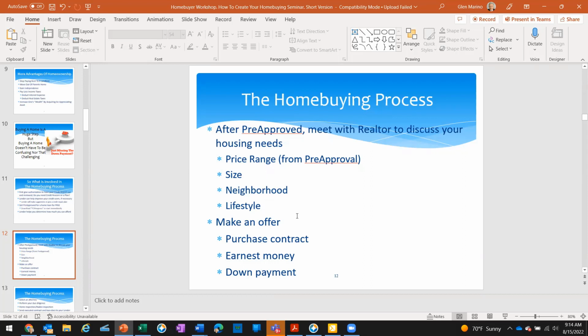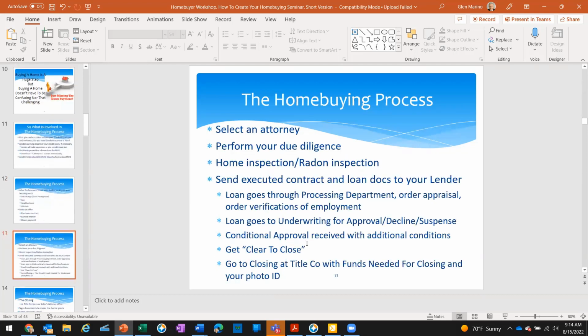Then you're going to make an offer with the help of that wonderful realtor. You're going to enter into a purchase contract. They'll negotiate the earnest money. You'll know how much of a down payment by having been counseled with your loan officer as well as with your beautiful realtor. After you've gone to contract, you're going to select an attorney. Most realtors and most loan officers can refer a qualified real estate attorney.